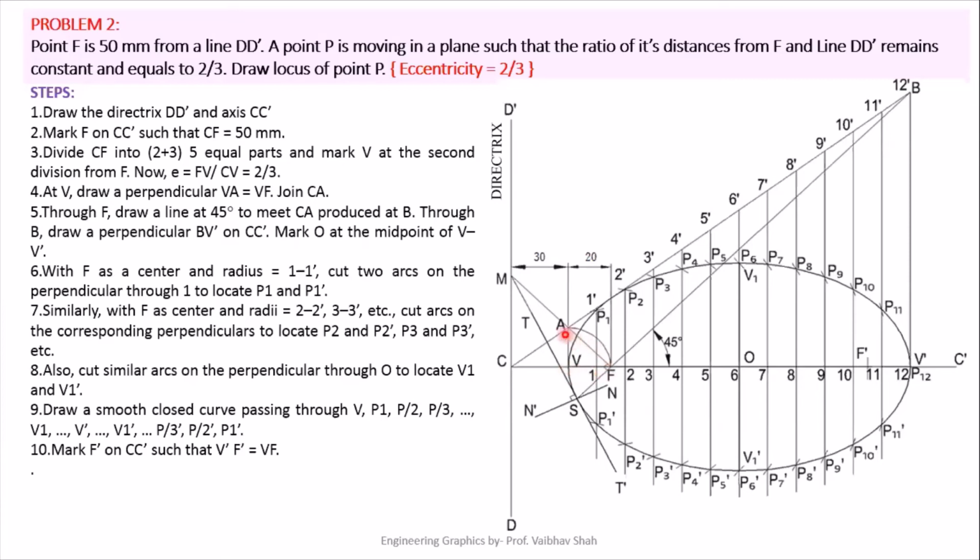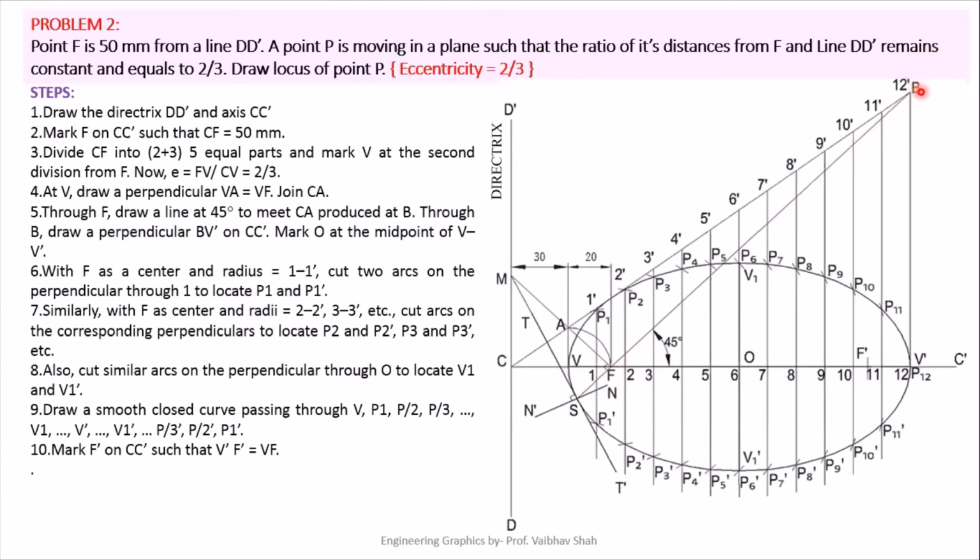Try to draw this quarter circle to cut this vertical line of V to get this point A. After getting this point A, you will connect this point A with C and extend this line in the rightward direction. After that, you will select this point F, the focal point, and draw one 45-degree line to intersect this previous line at point B.